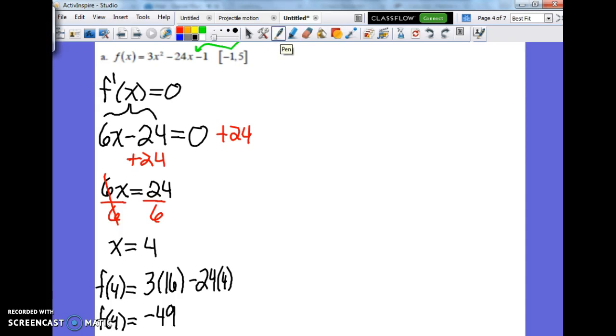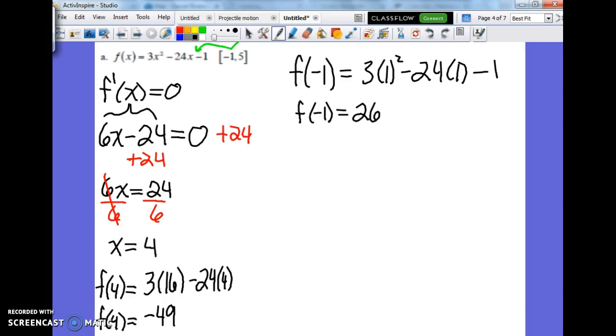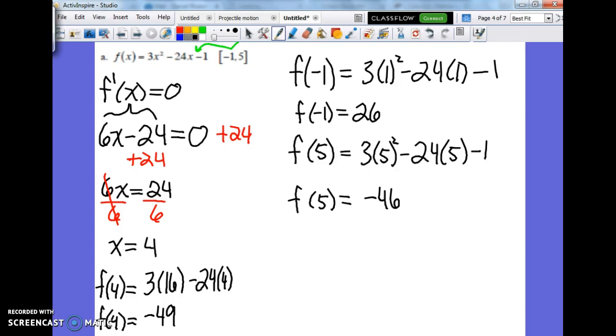So what you'll be doing is plugging into f of negative 1, giving us positive 26, and f of the other endpoint, which is f of 5, which is negative 46. So let's compare the max, where the slope equals 0, which is either max or min, and the two endpoints. As you can see, this is the lowest, this is your absolute minimum value, and here is your absolute maximum value. And if you haven't noticed, the graph was a little bit off, okay?